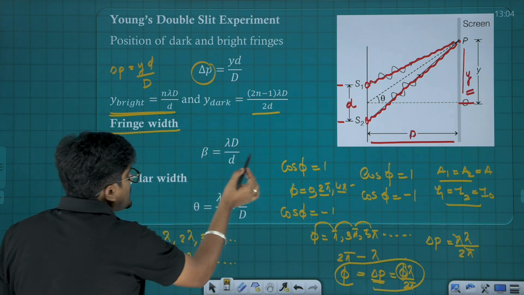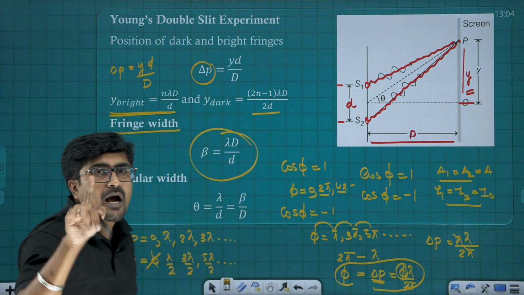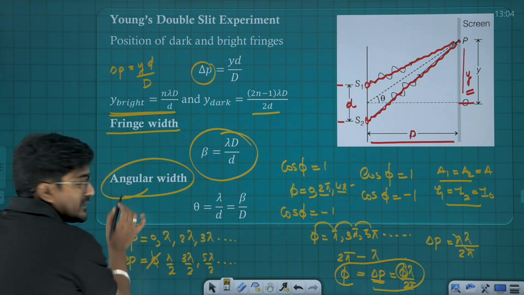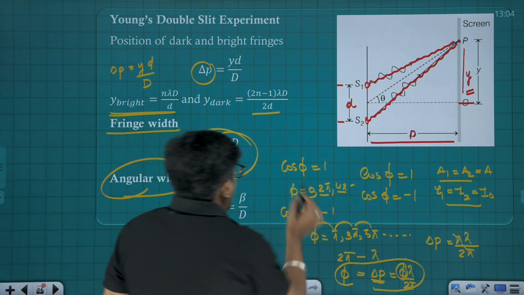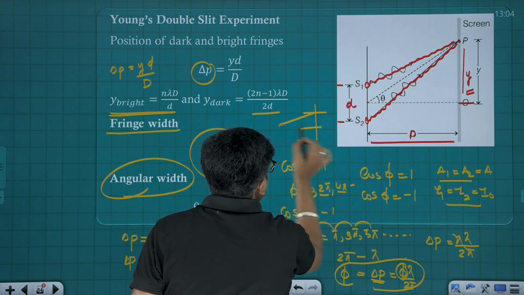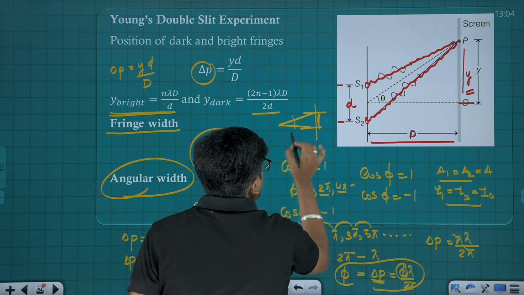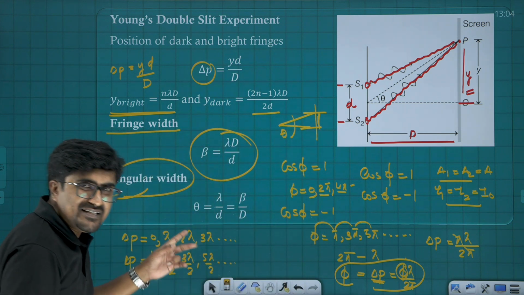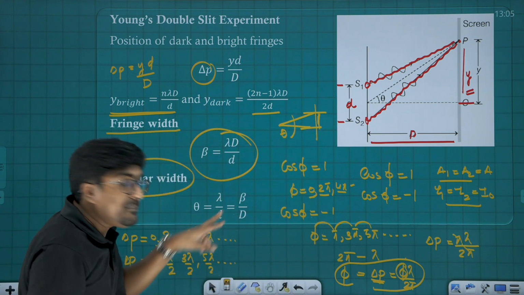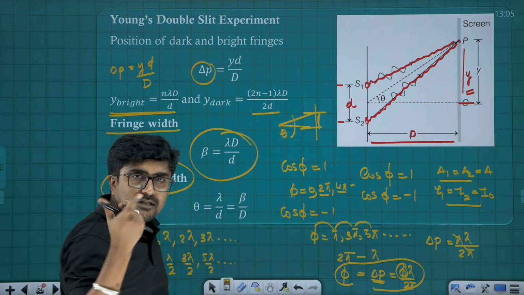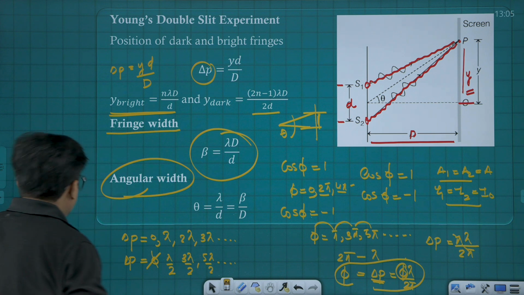The fringe width, the relation for that one is beta is equal to lambda capital D divided by small letter d. And what about the angular width? That means angular width, see, if this is a bright fringe, here this is the linear width and here this is the angular width, theta. So theta is basically lambda by small letter d or beta divided by capital D, that's all. Arc by radius, that is the concept that we are using in this case.